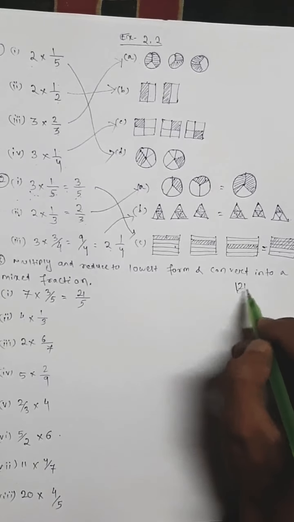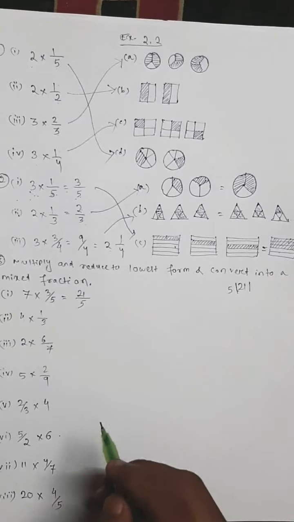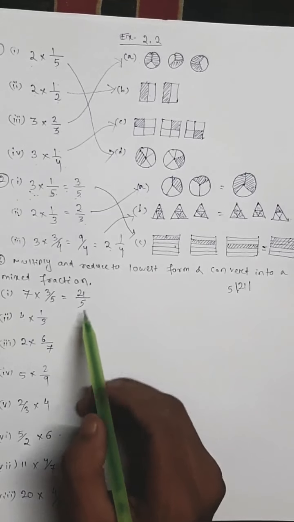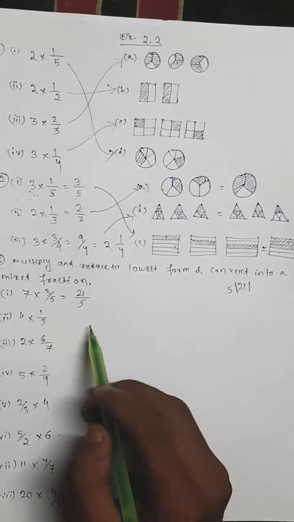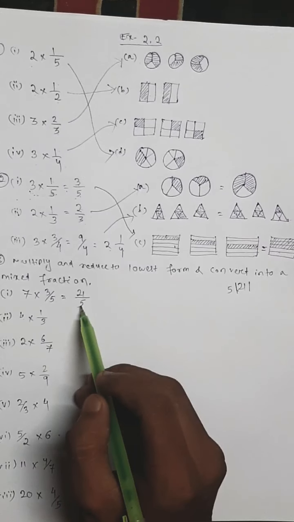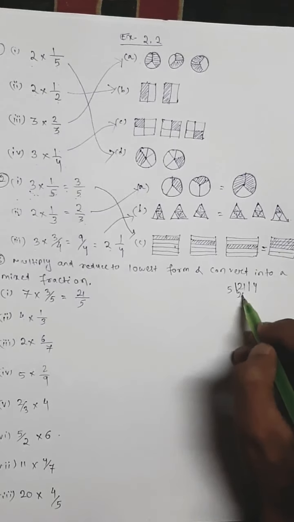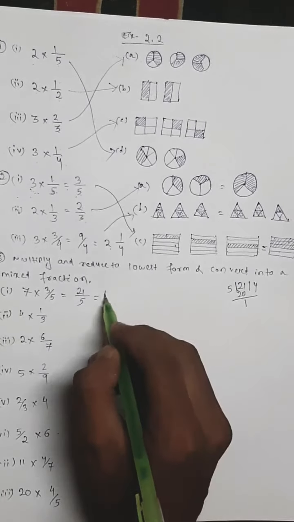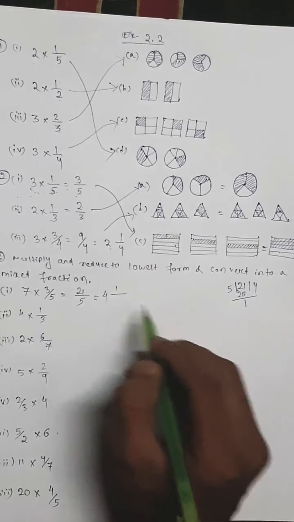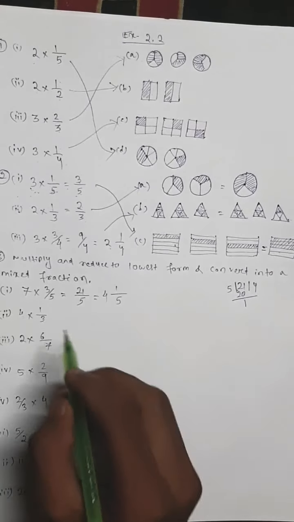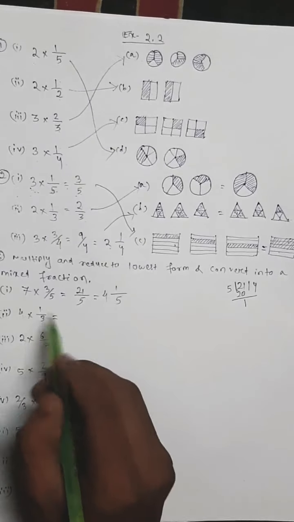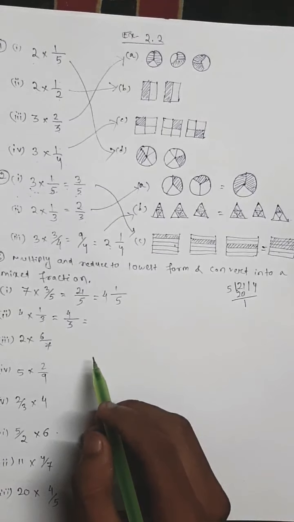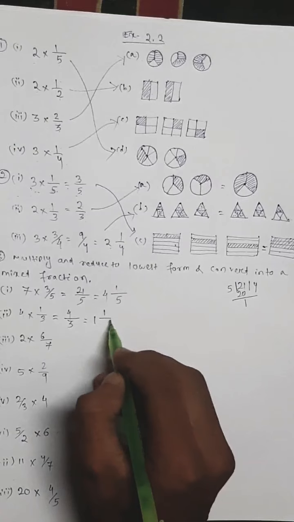21 divided by 5. I have already told in the explanation video of fractions and decimals how we can convert an improper fraction to a mixed fraction. So we can simply divide the numerator by the denominator. 5 4s are 20, remainder is 1, equals 4 whole 1 upon 5. It is your answer. The second one, 4 1s are 4, denominator remains same 3. If we convert it into mixed fraction, it will become 1 whole 1 upon 3.